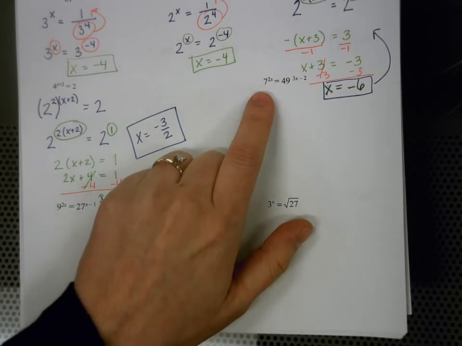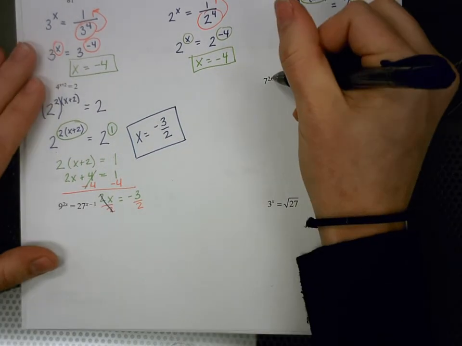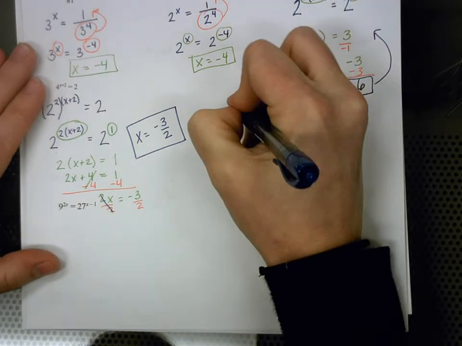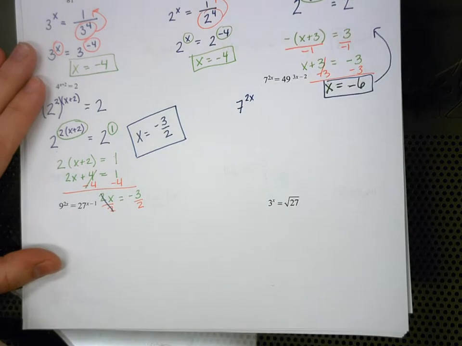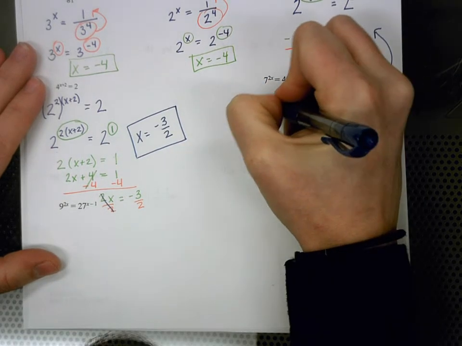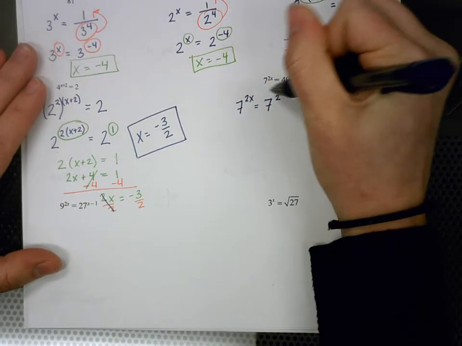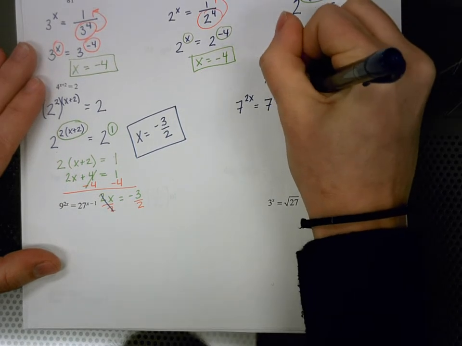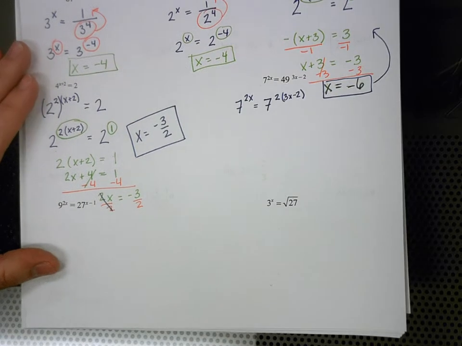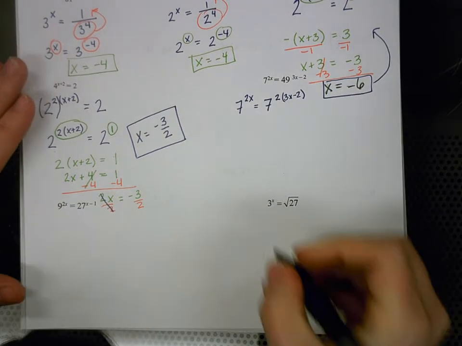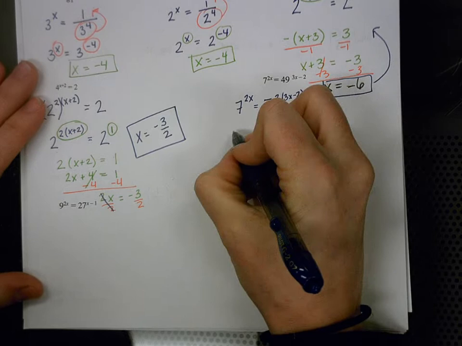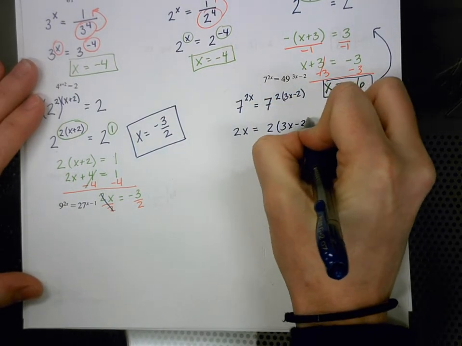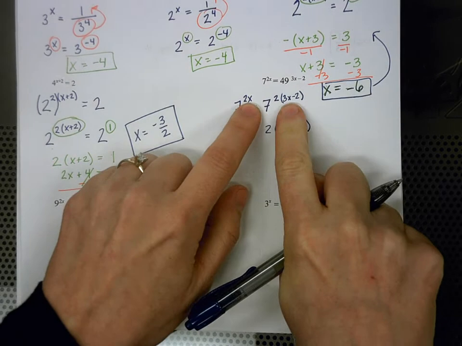All right, moving to this next one, we have 7 to the 2x and 49 to the 3x minus 2. Same thing, we're going to do 7 to the 2x is going to stay the same, but we're going to rewrite the 49 as 7 squared. And remember, you're raising 49 to the 3x minus 2, so you're going to multiply those exponents together. That gives us 2x equals 2 times 3x minus 2. The 7's are the same, which means the exponents are equal.